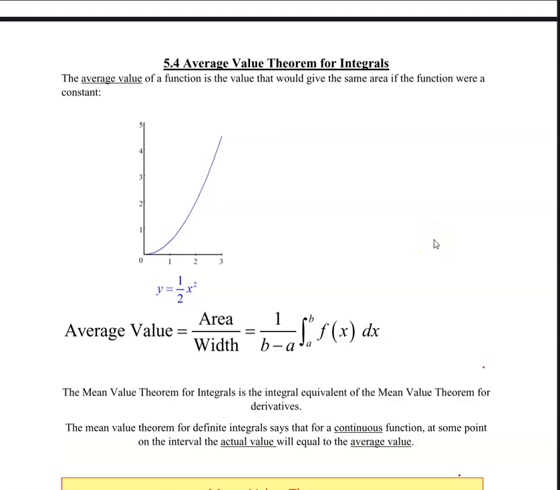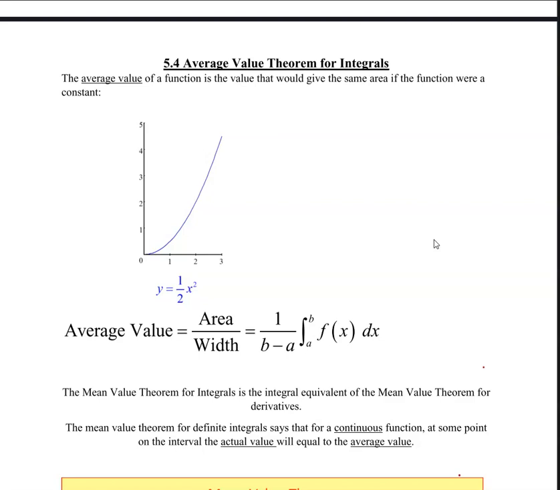Right, let's take a look, guys, at section 5.4, which is on a topic called the average value theorem for integrals. And we had the average value theorem or the mean value theorem way back in chapter, I think it was chapter 4 for us early, where we looked at the mean value theorem for derivatives. But now we're going to look at the average value theorem or the mean value theorem. It's really the same thing for integrals. So a lot of times I use those words interchangeably.